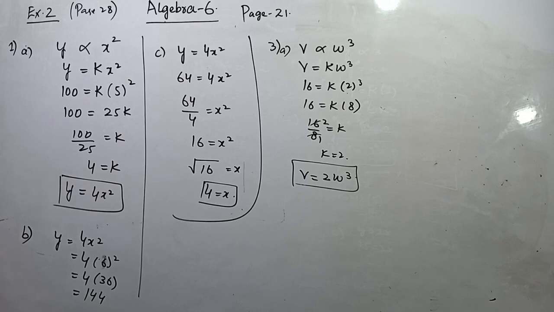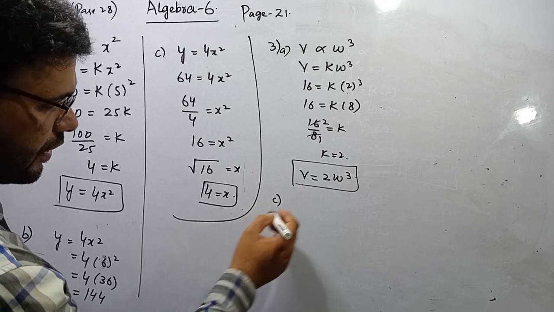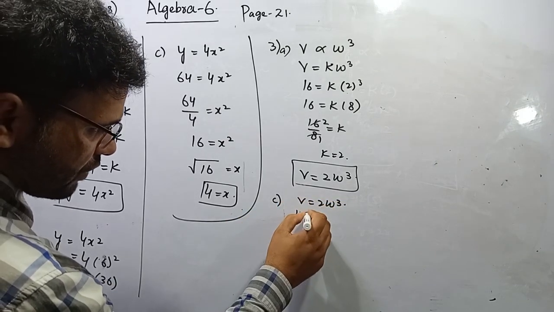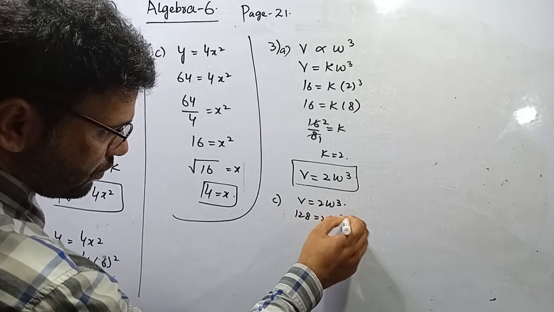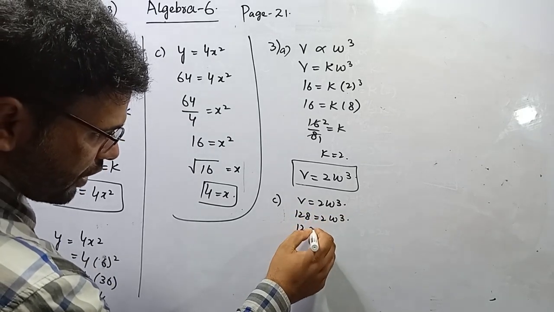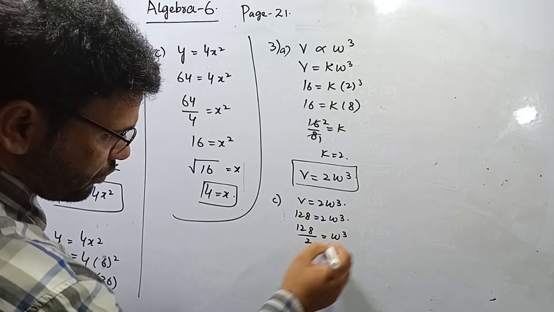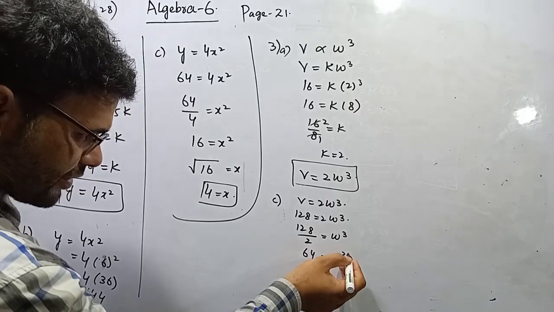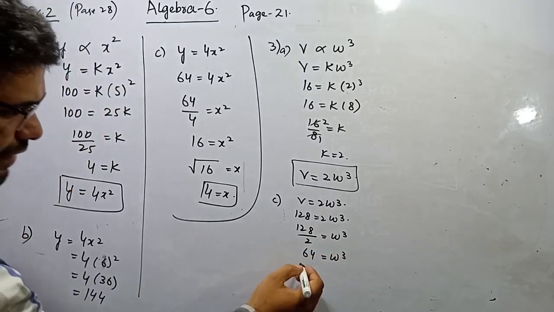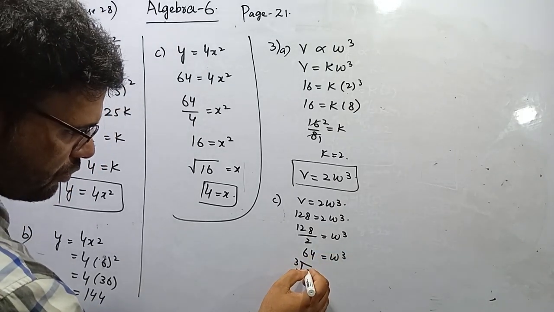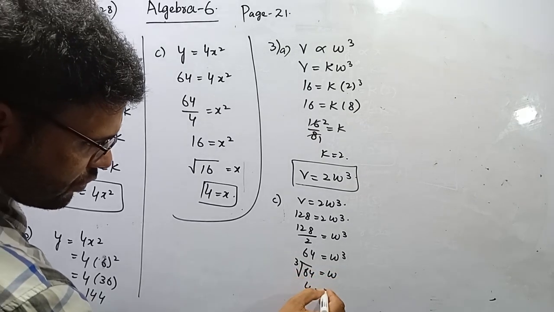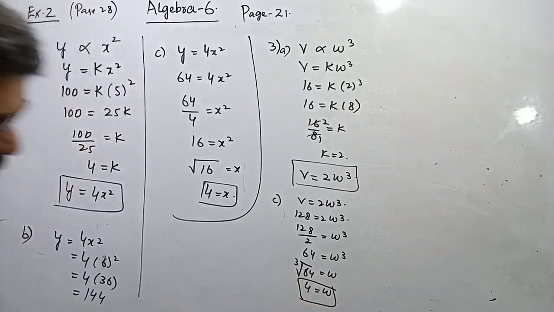Find the value of W when V is equal to 128. So for C, V is equal to 2W cubed. So 128 equals 2W cubed. Then 128 by 2 is equal to W cubed. That's 64 is equal to W cubed. Once transposing this power, we can write the cube root. Cube root of 64 is equal to W. That is 4 is equal to W. This is the answer for W.